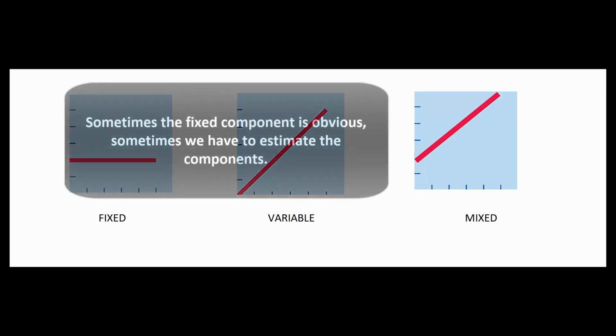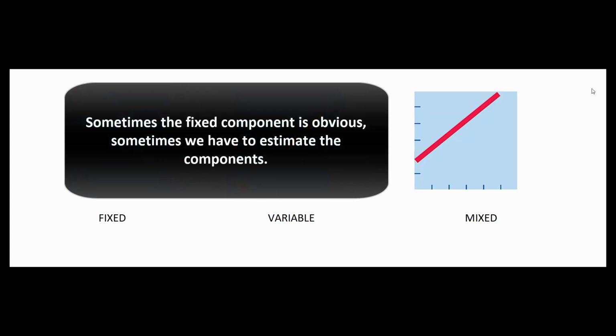But in the real world, it isn't always that obvious, and we'll either use the high-low method, we'll look at the highest and lowest point, to make a guess at the fixed portion and the variable portion, or we'll use a regression analysis in Excel to draw this line for us so we can make a good guess at the fixed versus the variable.